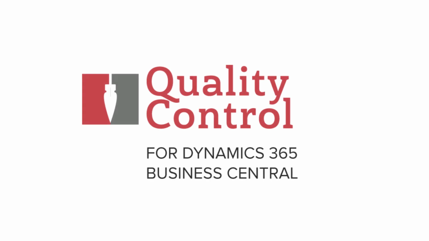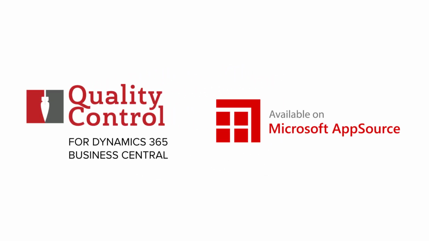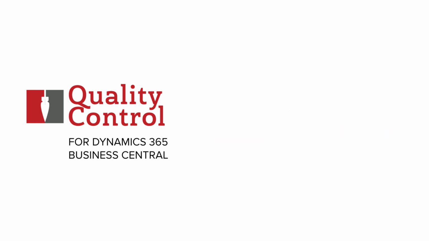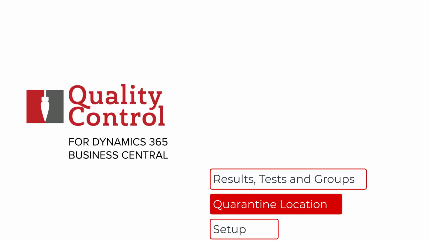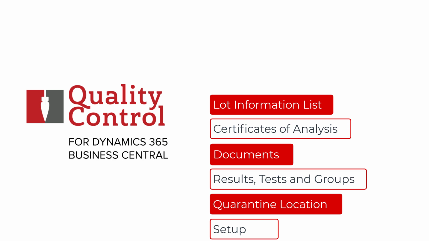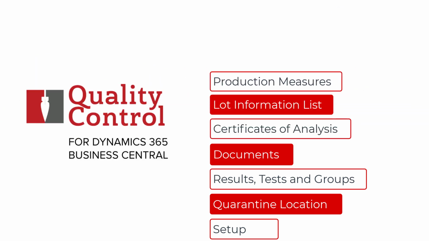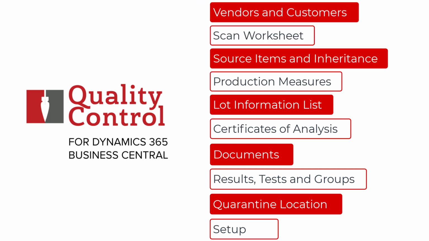In this video, I will be demonstrating the Quality Control module for Business Central that is available within Microsoft App Stores. The topics I will be covering today are the QC setup, QC quarantine location, QC results, tests and groups, QC documents, certificates of analysis, QC lot information list, QC production measure documents, QC source items and inheritance, QC Scan Worksheet, vendors and customers, and the QC module.